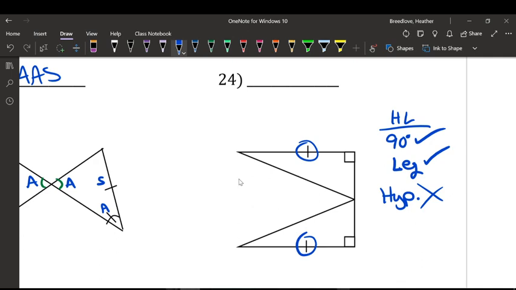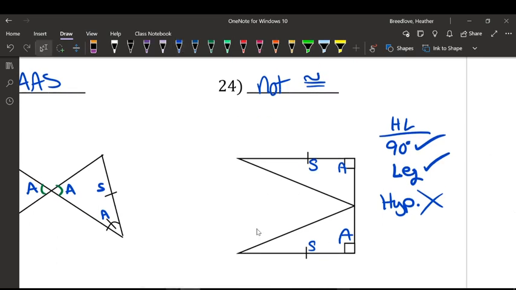Now since it failed that test, we're going to see, is it something else? So now we have a side, an angle, a side, an angle. Is there anything else? A side right there? It is a side of the triangle, but it's not marked with anything. Nothing else is marked. So this is not congruent. I'm going to write not congruent. So there's no solution for it basically. We don't have enough information to say that these are congruent, even if they are. We don't know that.